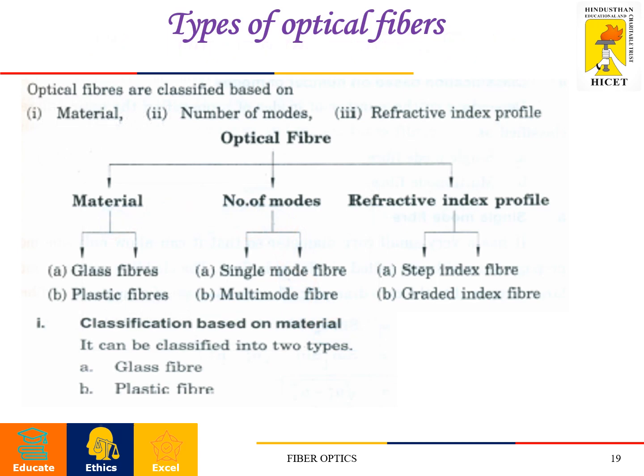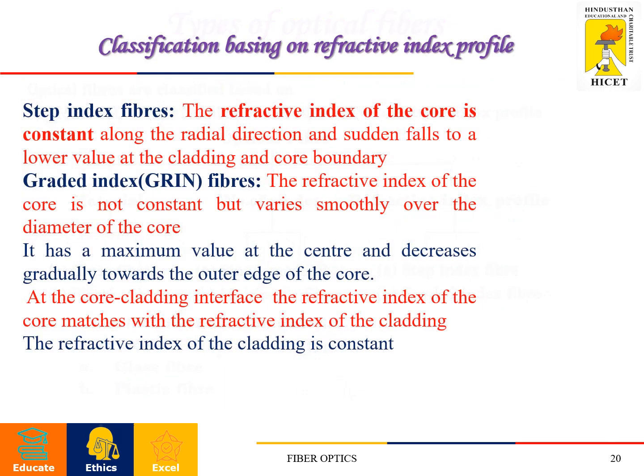Types of optical fiber. Optical fibers are classified into three types based on materials, number of modes, and refractive index profile. Based on materials, they are classified into glass fiber and plastic fiber. Based on number of modes, they are classified into single mode fiber and multi-mode fiber. Based on refractive index profile, they are classified into step index fiber and graded index fiber.